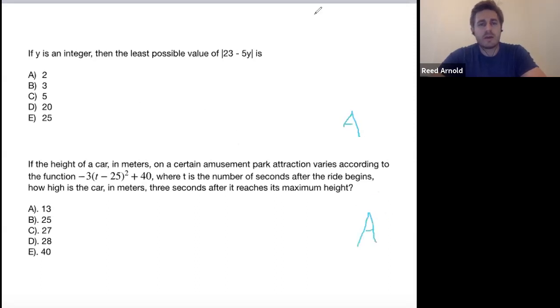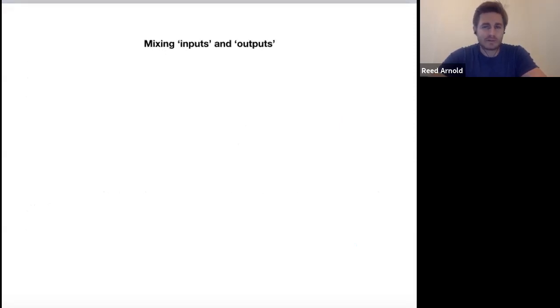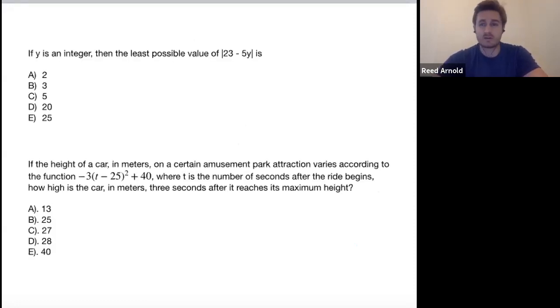Okay, these are both meant to test how careful you are with inputs and outputs. And this is something that lurks throughout the test in general. You want to make sure you're clear on which is which you're asked about, which you need to answer for, etc. Okay.